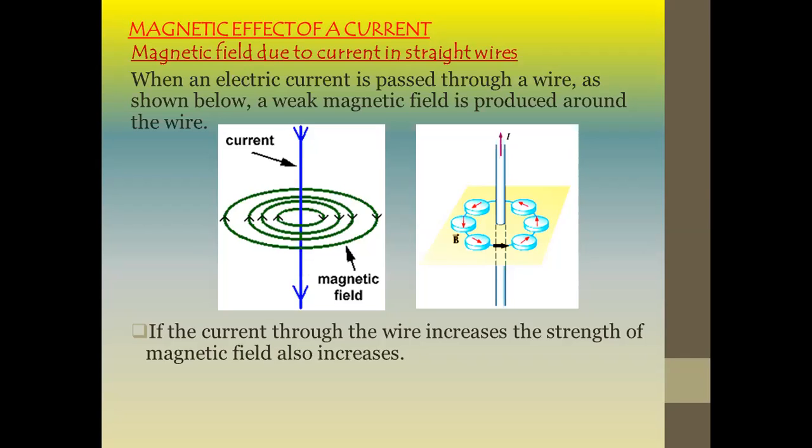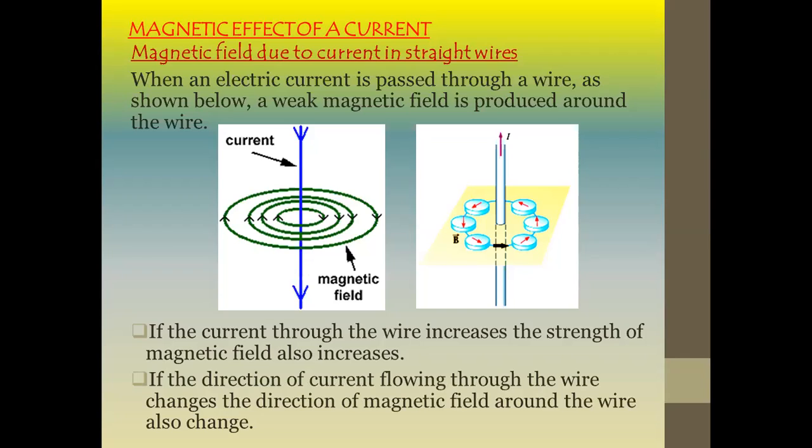If the current through the wire increases, the strength of the magnetic field also increases. It means the strength of the magnetic field is dependent on the current. So if the current is stronger, the field is stronger. If the direction of the current flowing through the wire changes, the magnetic field around the wire also changes, as just shown in the upper diagram.